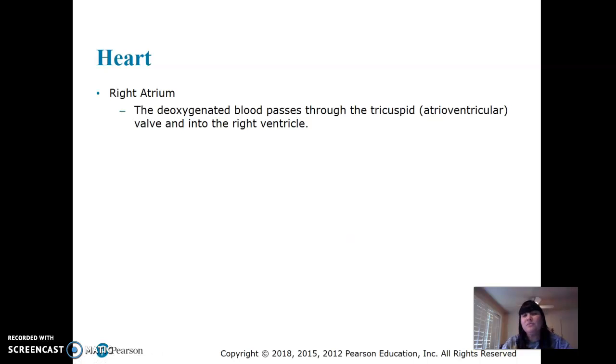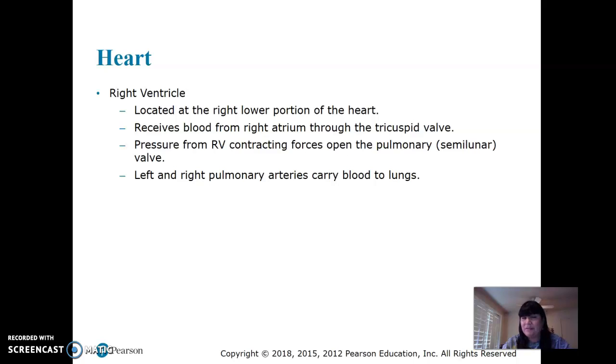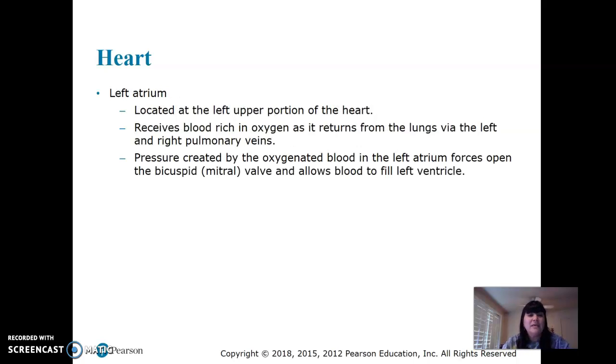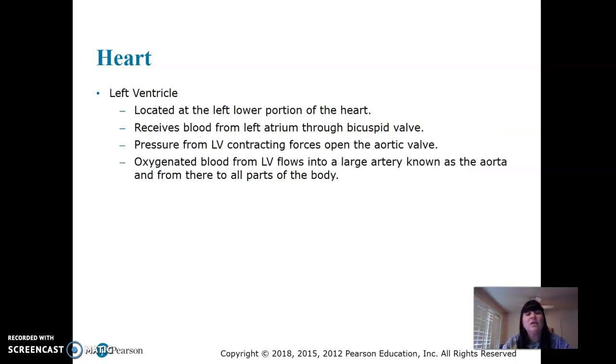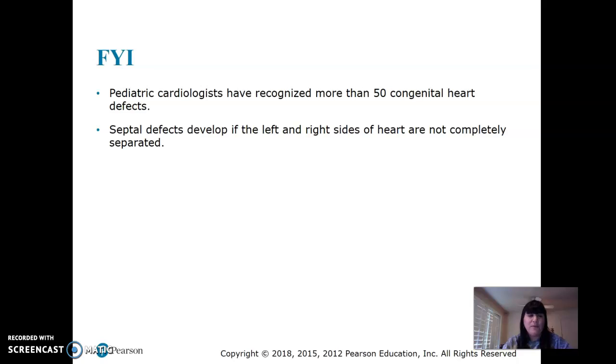So right atrium, deoxygenated blood passes through the tricuspid, through the right ventricle. That's what I said. Right ventricle going up, to the lungs. Yes, we already talked about that. Left atrium, we already talked about. Left ventricle, we already talked about. So we'll go ahead and stop here, and then we'll have another video in just a sec.